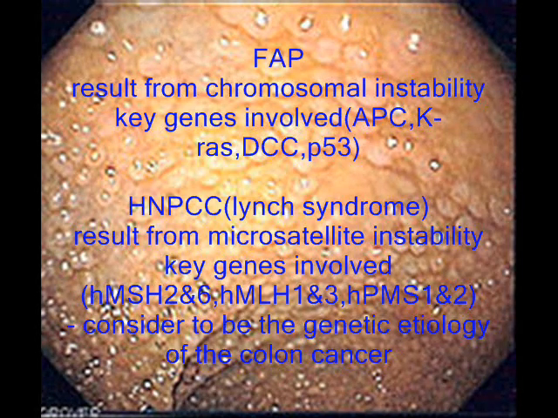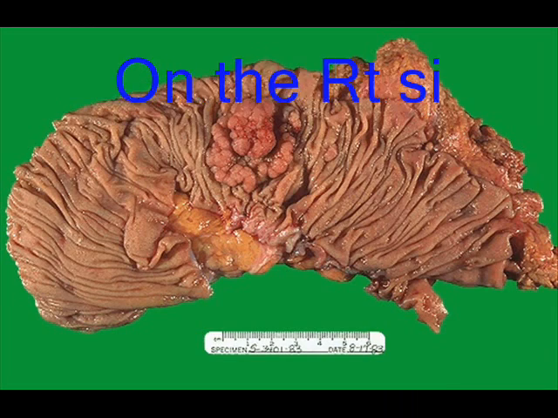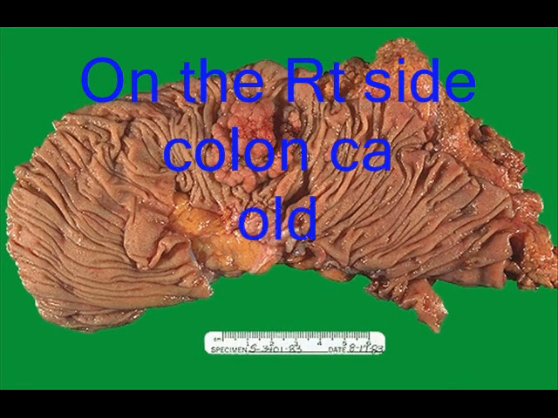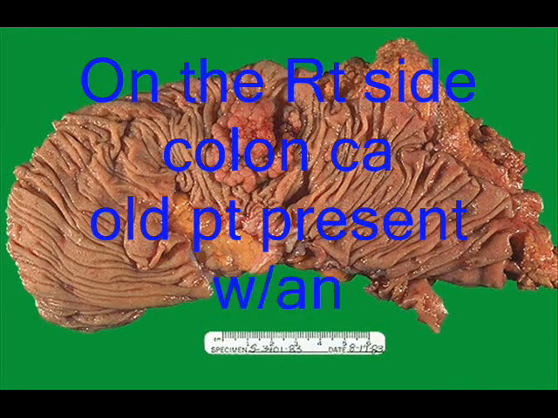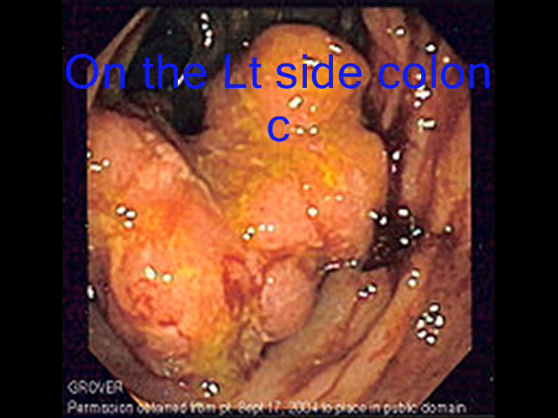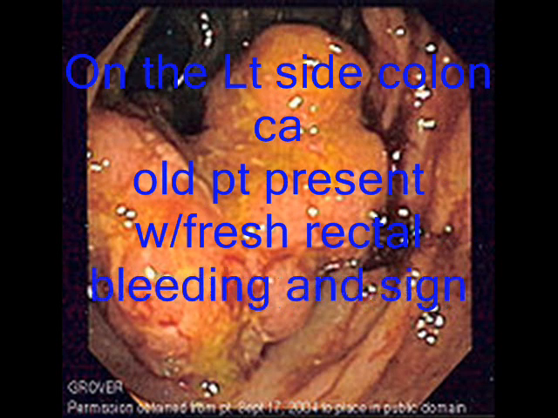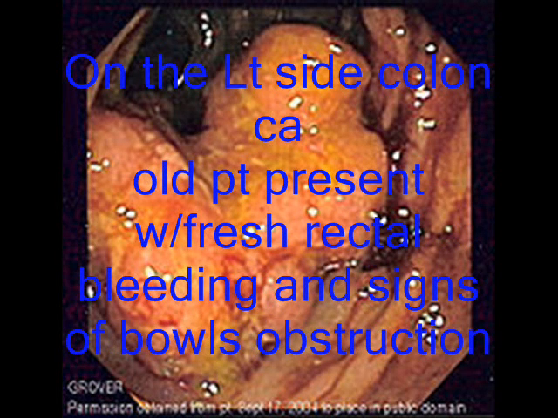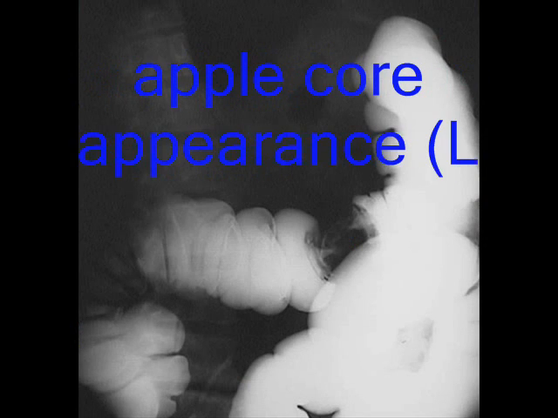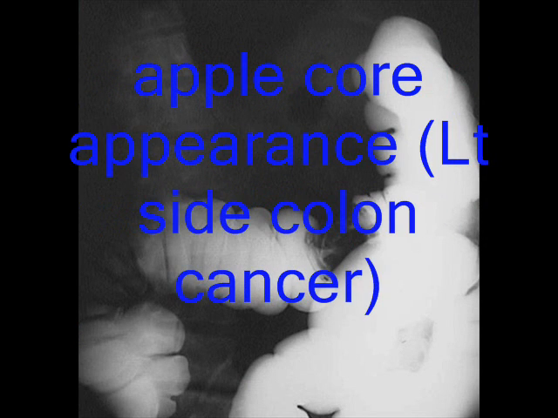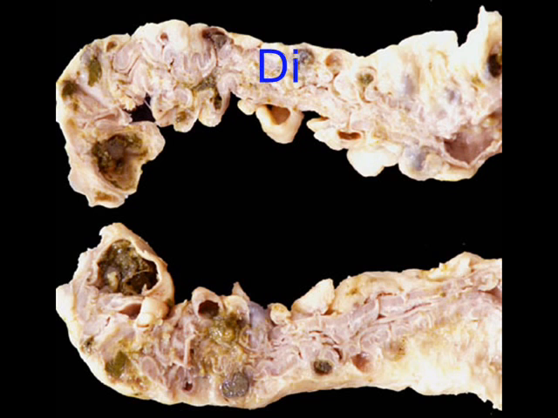Both are pre-malignant and lead to colon cancer, which may present on the right side or left side. On the right side, patients present with anemia. On the other hand, patients with left-sided colon cancer present with fresh rectal bleeding and signs of bowel obstruction. On X-ray, the apple core appearance is for left-sided colon cancer.